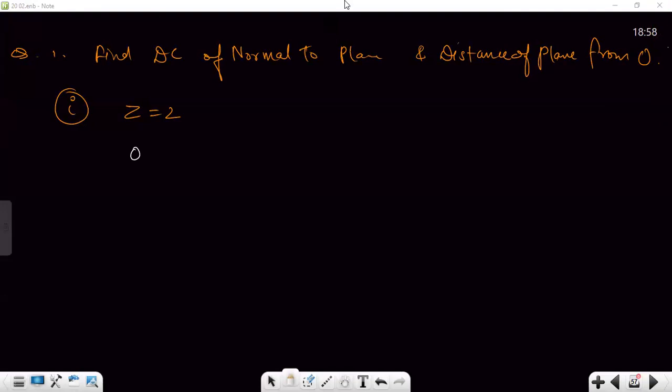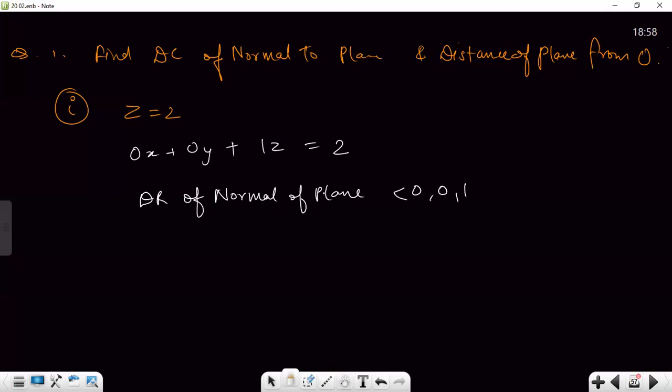So we can write it as 0x plus 0y plus 1z equals 2. So the DRs of the plane, actually the DRs of the normal of the plane, are the same thing: 0, 0, and 1. Let's make sure that these are the direction cosines. For that, we'll find the magnitude. Magnitude is 0 square plus 0 square plus 1, so that is 1. So basically, these are the direction cosines also.